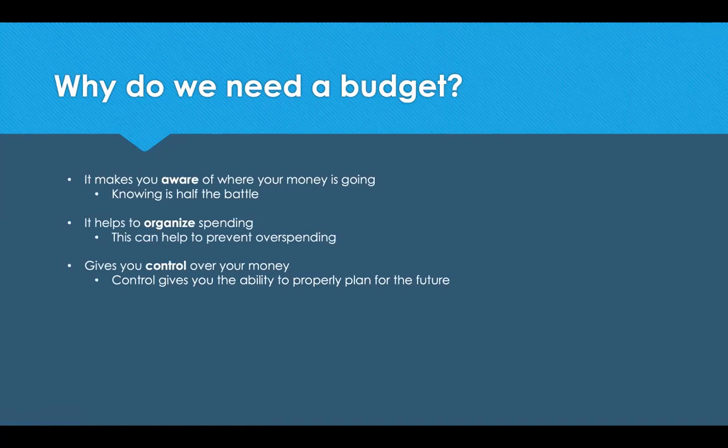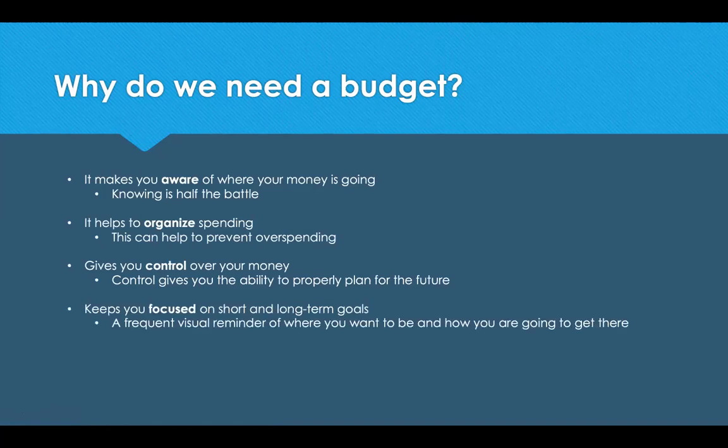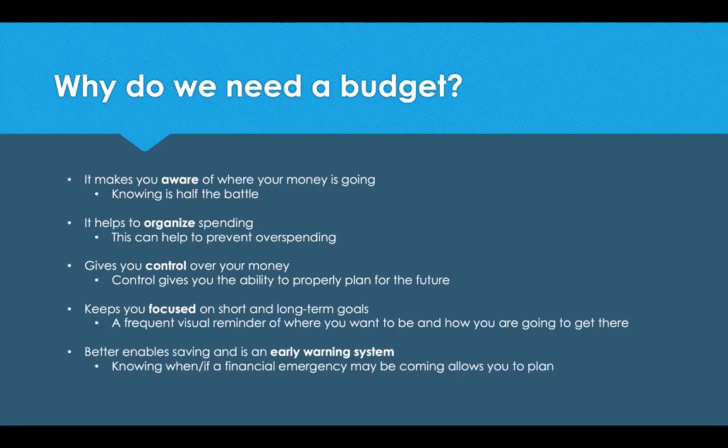Preventing overspending, you now have control over your money. And now that you have control over your money, you can properly plan. It helps keep you focused not only on the long-term goals but short-term ones. It's a frequent visual reminder. You have to go in and look at your budget, so you're also seeing these goals. And then it's also an early warning system. So if an emergency pops up or is going to pop up, you have a little bit of a head start on it. All right, so that's why we need a budget.